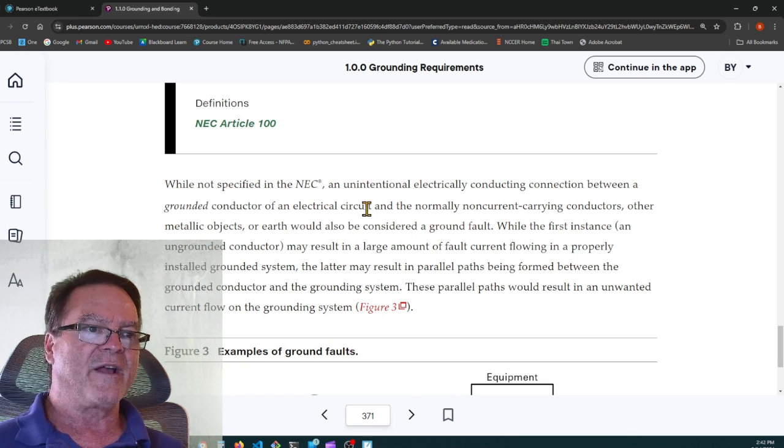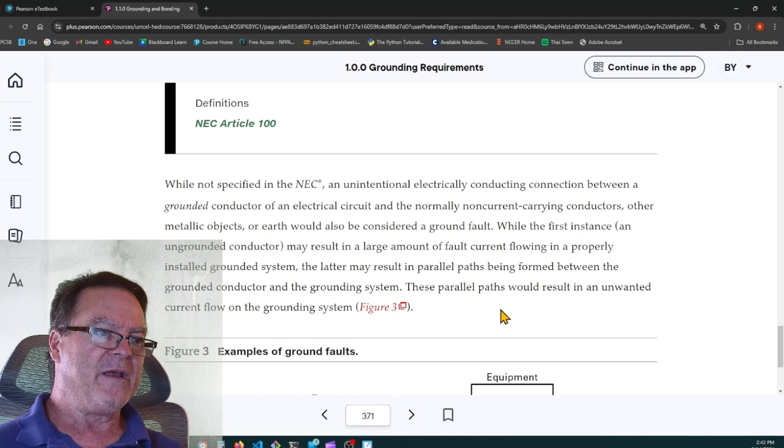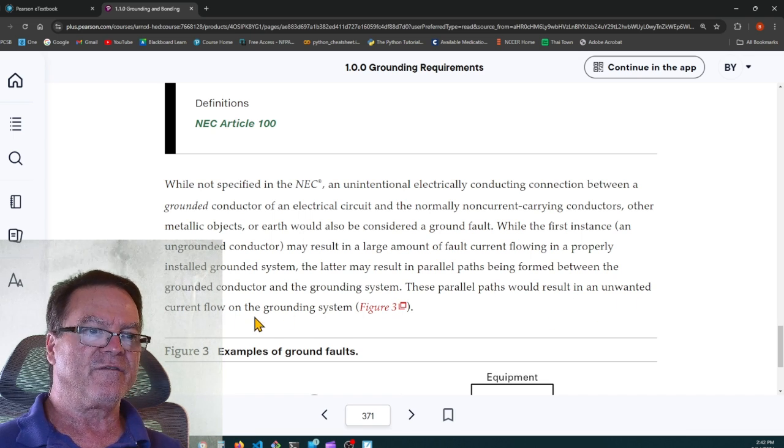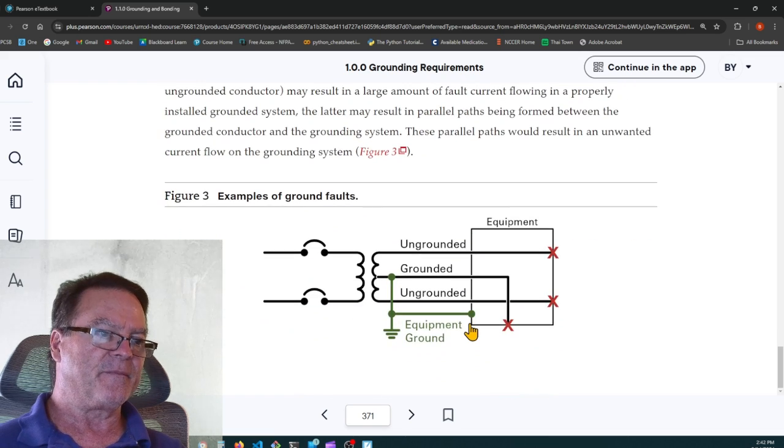That's a ground fault. While not specified in the National Electrical Code, an unintentional electrically conducting connection between the grounded conductor, the neutral, of an electrical circuit and the normally non-current carrying conductors, other metallic objects, or earth would also be considered a ground fault. While the first instance, an ungrounded conductor, may result in a large amount of fault current flowing in a properly installed grounded system, the latter may result in parallel paths being formed between the grounded conductor and the grounding system. These parallel paths would result in an unwanted flow of current on the grounding system.